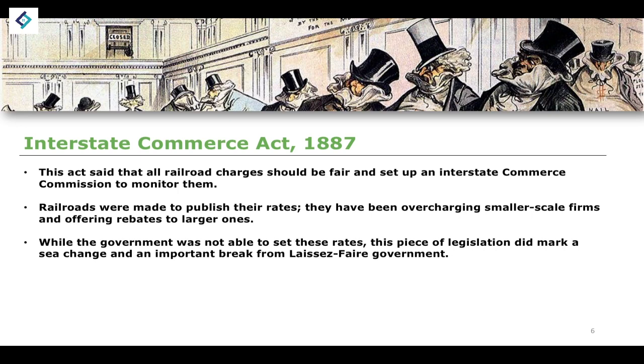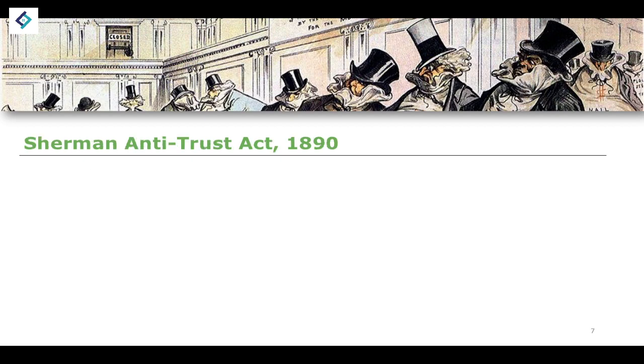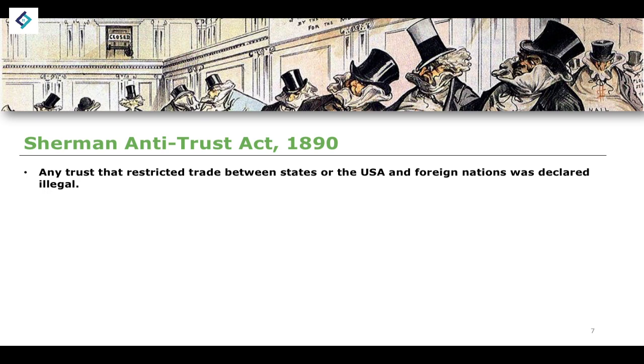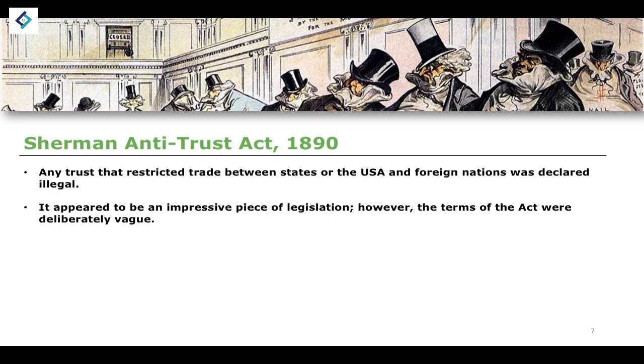While the government was not able to set the rates, this legislation did mark a significant change and an important break away from this idea of laissez-faire government policy and actually getting involved quite significantly within the markets of some of these monopolistic enterprises. And all of these tie into one of the most famous pieces of US legislation that we ever see, which is the 1890 Sherman Antitrust Act. Essentially, any trust that restricted trade between states, or the USA and foreign nations was declared to be illegal. It appeared to be an impressive piece of legislation.